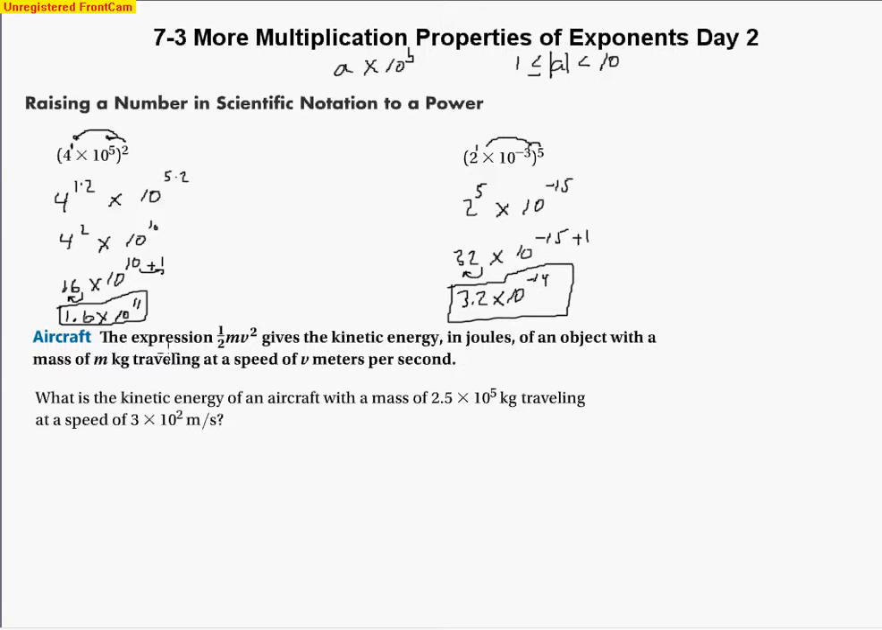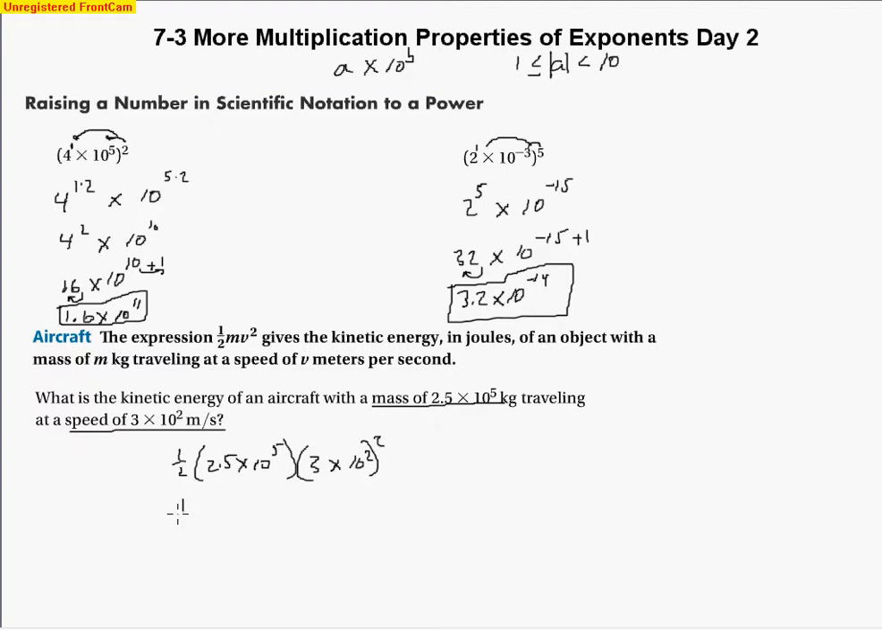Looking at this problem, it says the expression 1/2 mv squared gives kinetic energy in joules of an object with a mass m traveling at speed v meters per second. It asks what that kinetic energy is for a mass of 2.5 times 10 to the 5th kilograms traveling at a speed of 3 times 10 to the 2nd meters per second. So go ahead and substitute. We've got 1/2 times m, which is 2.5 times 10 to the 5th, and then v squared. Well, v is 3 times 10 to the 2nd, so we're going to take that expression and square it.